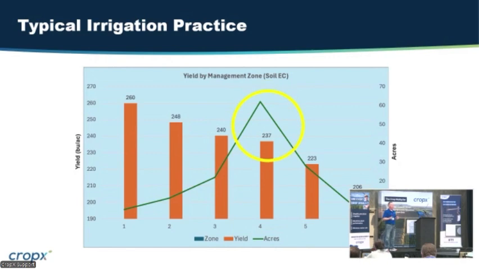But what was more important with understanding this is that green line. That green line is the number of acres in each one of those zones. You'll see where that green line peaks. That indicates the zone with the most acres in the field, or what we like to determine as the majority soil type, or the majority acre. That gap between the yield of 237 and that peak of my acres is showing me my opportunity.